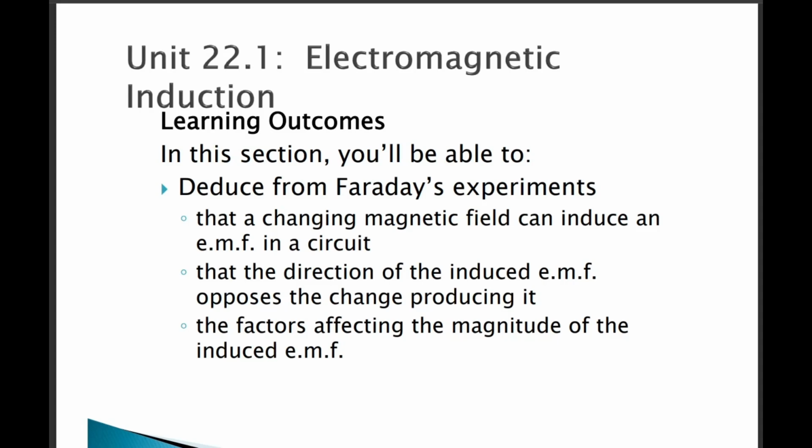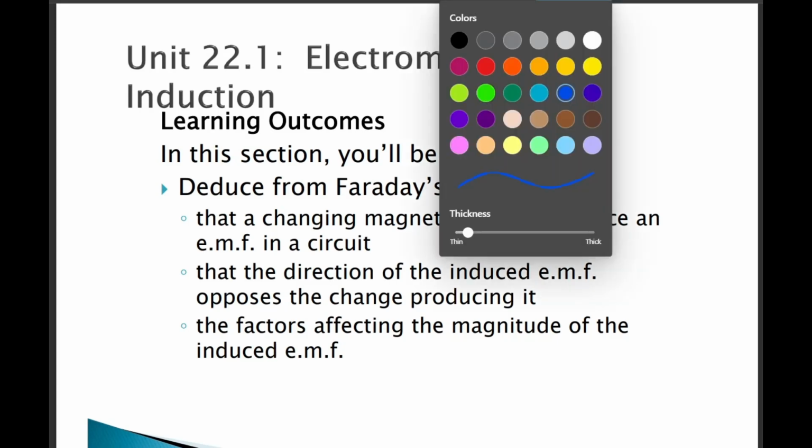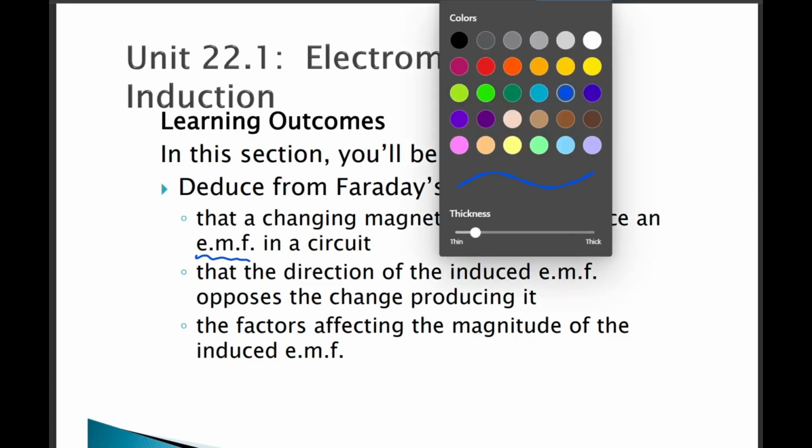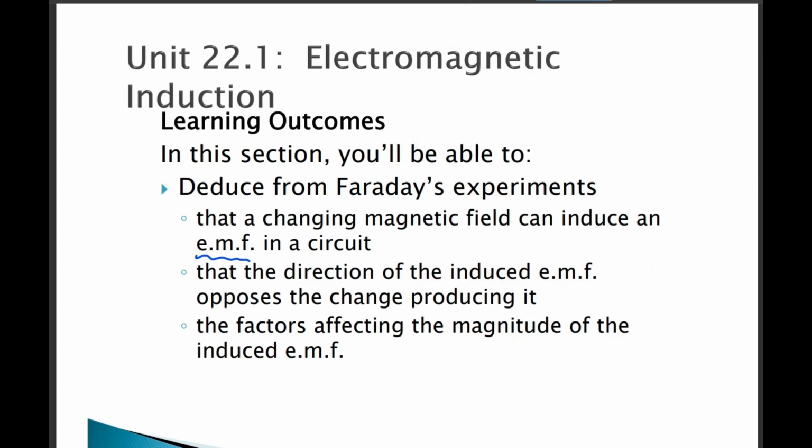Now we know from the chapter of EMF that EMF is basically voltage, and if we have voltage, that means we can drive electrons through the circuit. So EMF is voltage, and having voltage means that we can drive a charge through a circuit. And flow of electrons is basically the current itself, right?